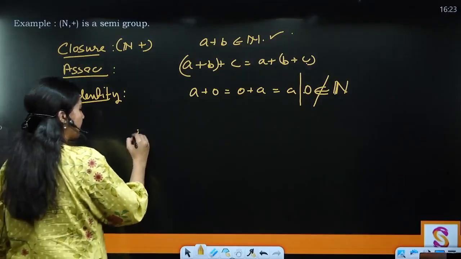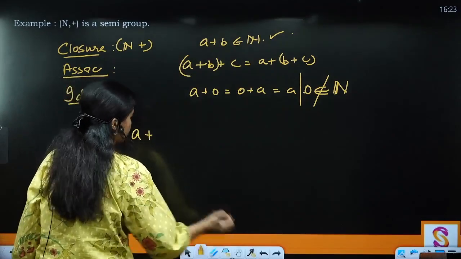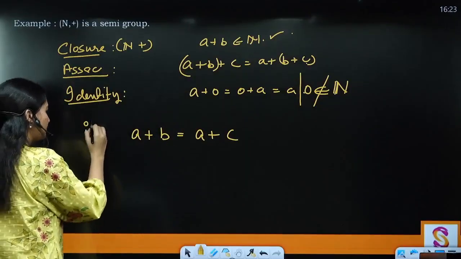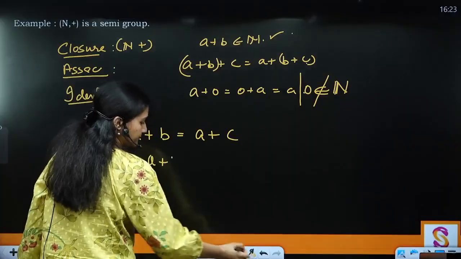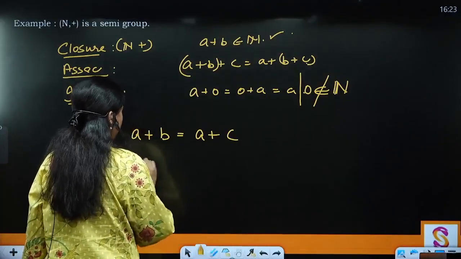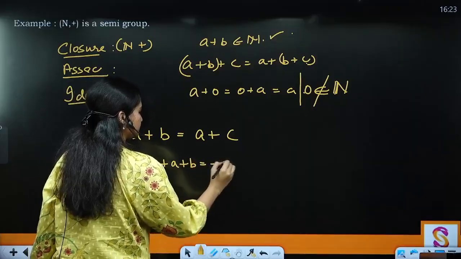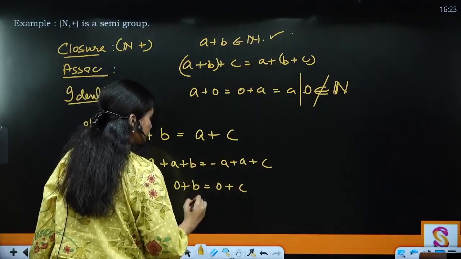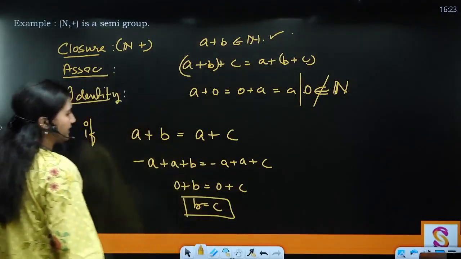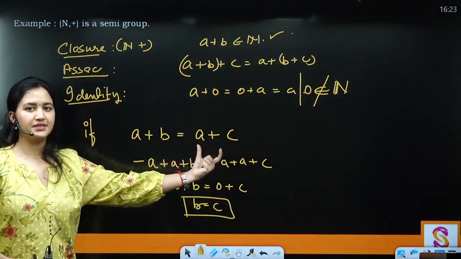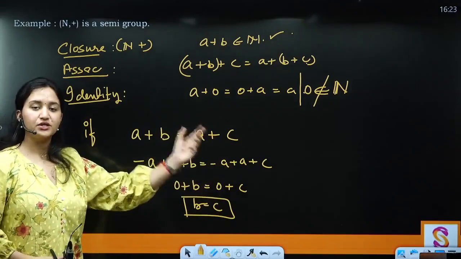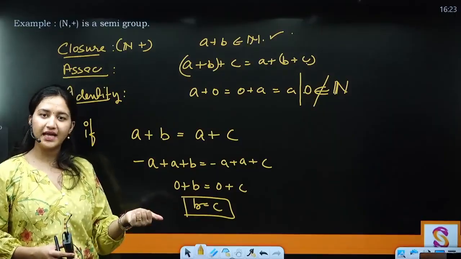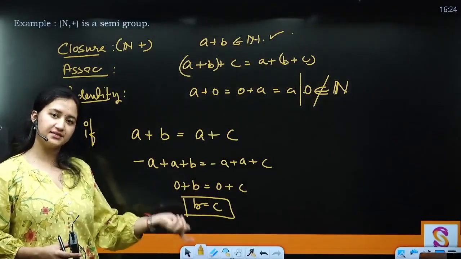But if A plus B equals A plus C, then most definitely, I can apply minus A on both sides. So this is going to give me 0 plus B equals 0 plus C, so B equals C. So definitely, if A plus B is equal to A plus C, then B is going to be equal to C. So we have seen two examples. One was a semigroup, but it was not holding the cancellation laws. But in this semigroup, the cancellation laws are holding.